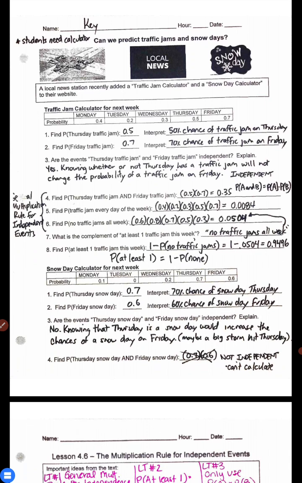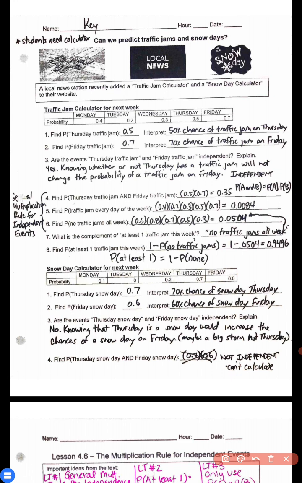Okay? You can do this for more than 2 days. If I want to take the probability of a traffic jam every day of the week, I'm going to multiply all 5 of those probabilities together, and I get the decimal point 0084, which, if I wanted to write that as a percent, would be 0.84%. So notice there, when I go to a percent, I just move the decimal over 2 times. Okay? So it's not very likely for me to hit a traffic jam every single day of the week.